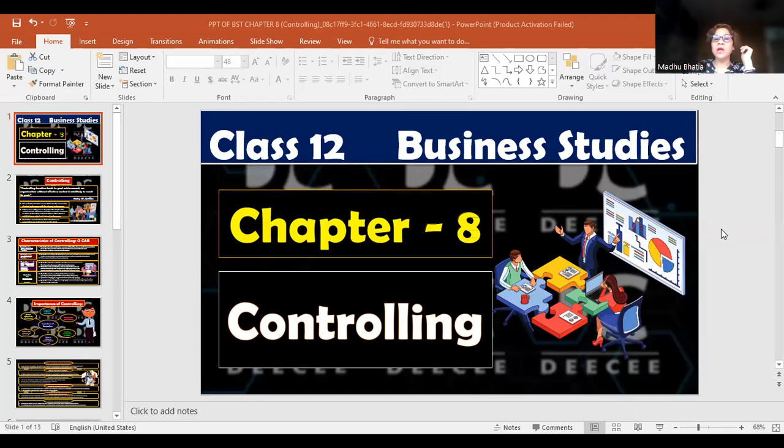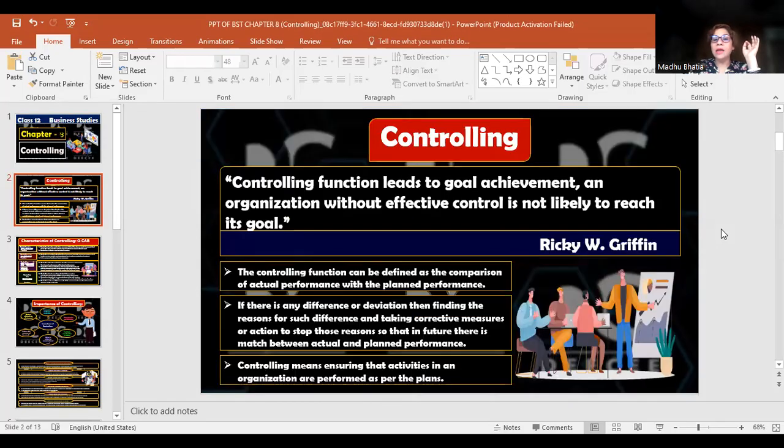And so is controlling. Now, if I have to define what is controlling, in very simple words, we say controlling is ensuring conformity to plans. Just 4 words define controlling. So what is controlling? Controlling is a process of ensuring conformity to plans.